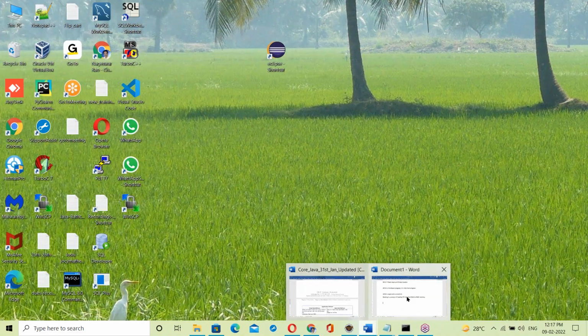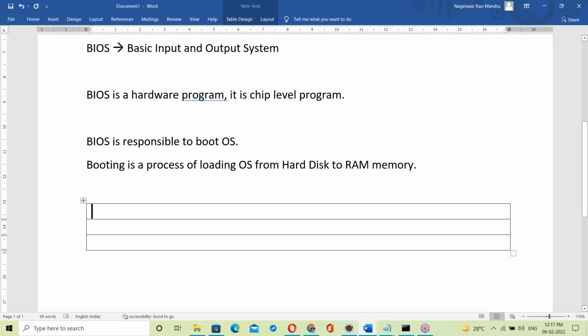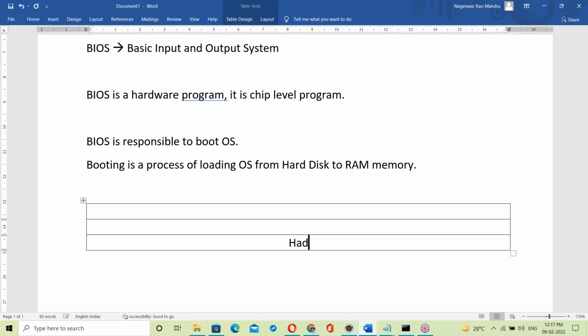Now let us see how this OS is working. First of all, hardware. On top of hardware, the OS is running. The operating system runs on top of hardware. Once the OS setup is done, your system is ready.